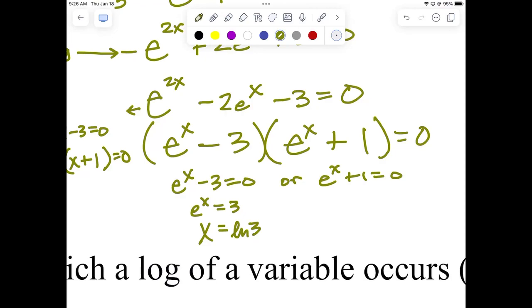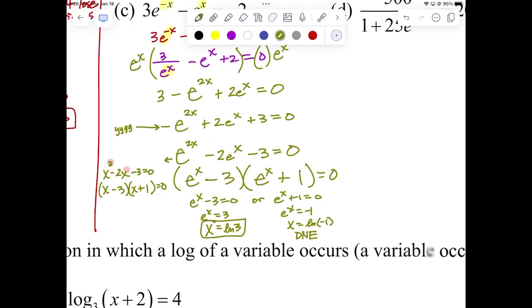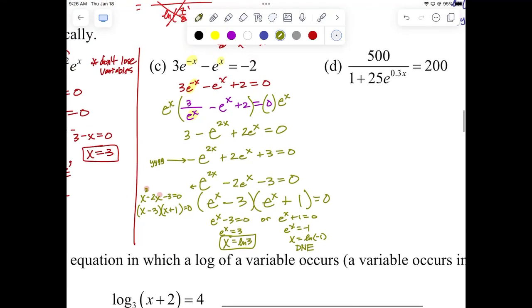We can only take logs of positive numbers. Is 3 a positive number? Yep. How about over here? We get e to the x equals negative 1. I take the natural log of both sides, and I get x equals the natural log of negative 1. Is that legal? Uh-oh. Natural log of a 0 or a negative number? I'm afraid that's DNE. We can only take logs of positive numbers, not 0 or negative. So what's the only solution? Natural log of 3.